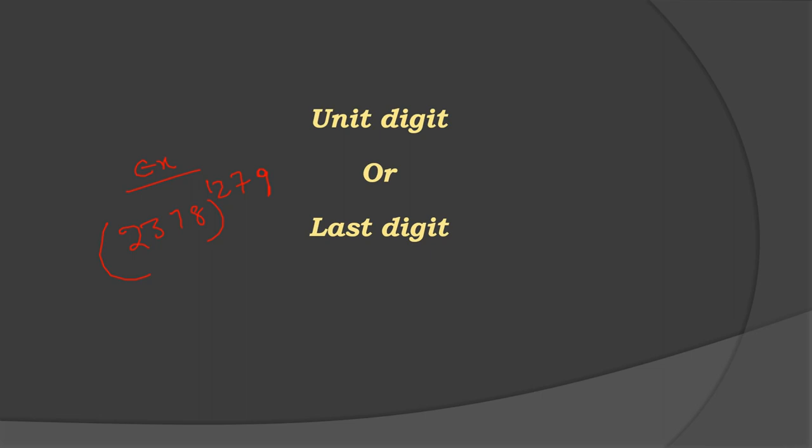To find the unit digit of this expression, the power cycle is mandatory, right? So we will discuss the power cycle in the next slide. All of you clear about it?